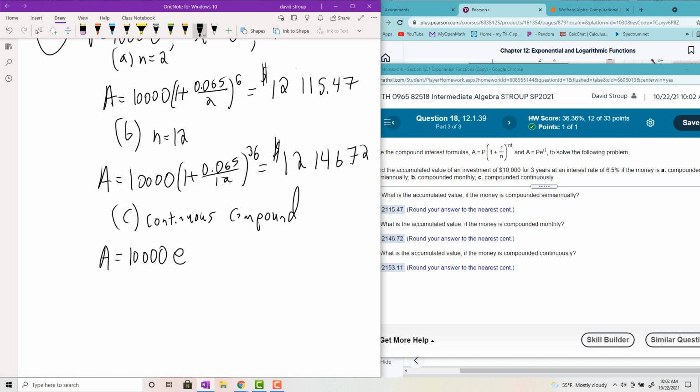10,000 times E, so I'm going to go second, and then ln. E to the, I guess it was 36, right? R times, no, it's R times T, so 0.065 times T, which was 3. Okay. So you should get something similar. I had to put all of this in parentheses in my calculator, 0.065 times 3.